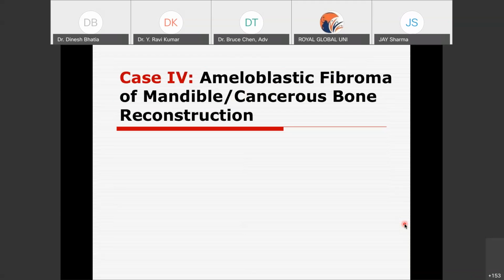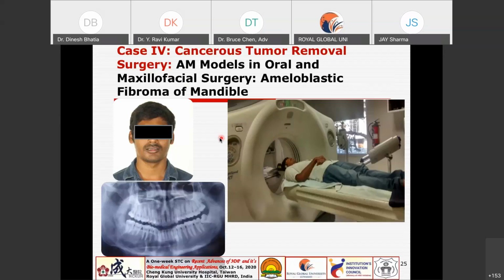Then there is one more case which we worked on with one of the cancer patients, for bone reconstruction. This is basically called an ameloblastic fibroma of the mandible, which you can see in this portion.